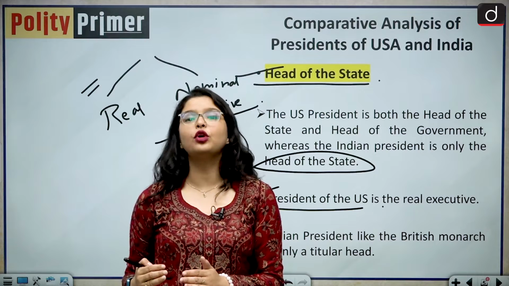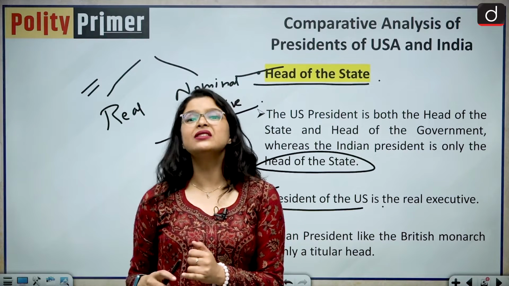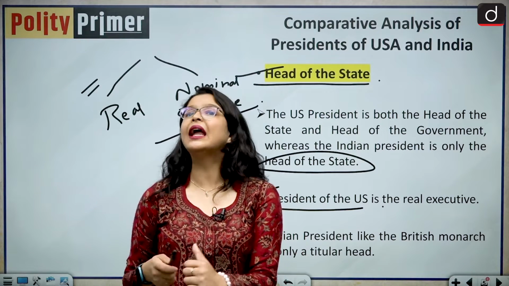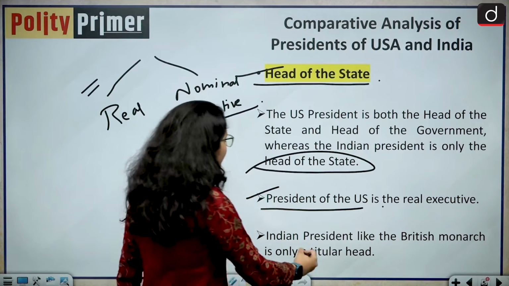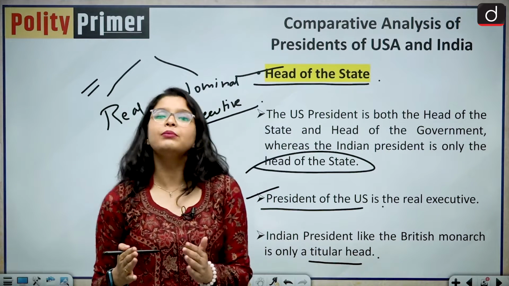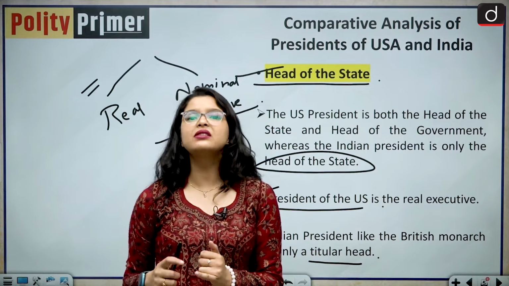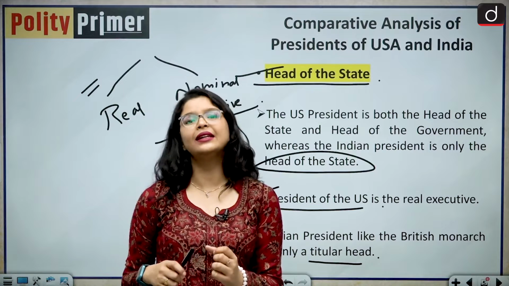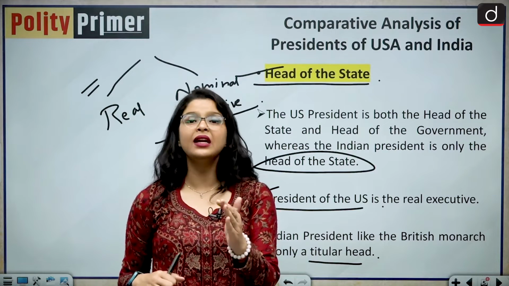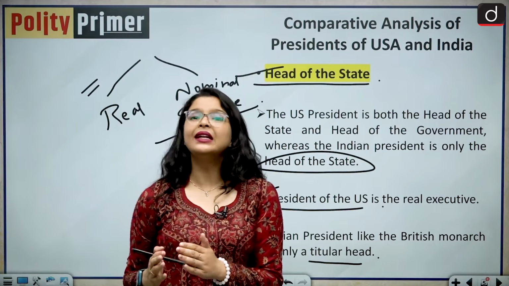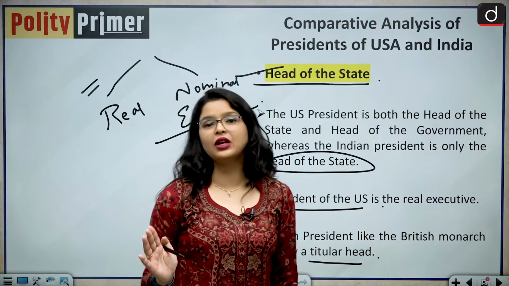On the other hand, if you talk about the Indian president, he is just a nominal head. He is just the head of the state, or a titular head, similar to the British monarchy. So, this is a basic point of distinction, that in USA, the president is the de facto executive, but in India, the president is the de jure executive.